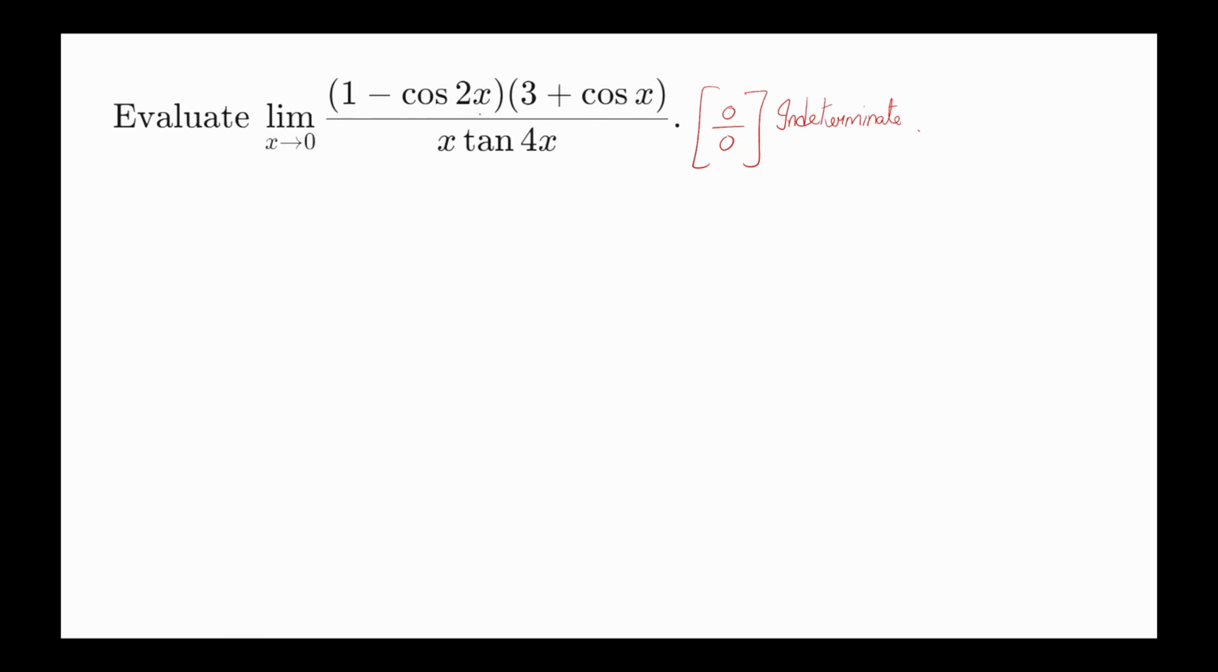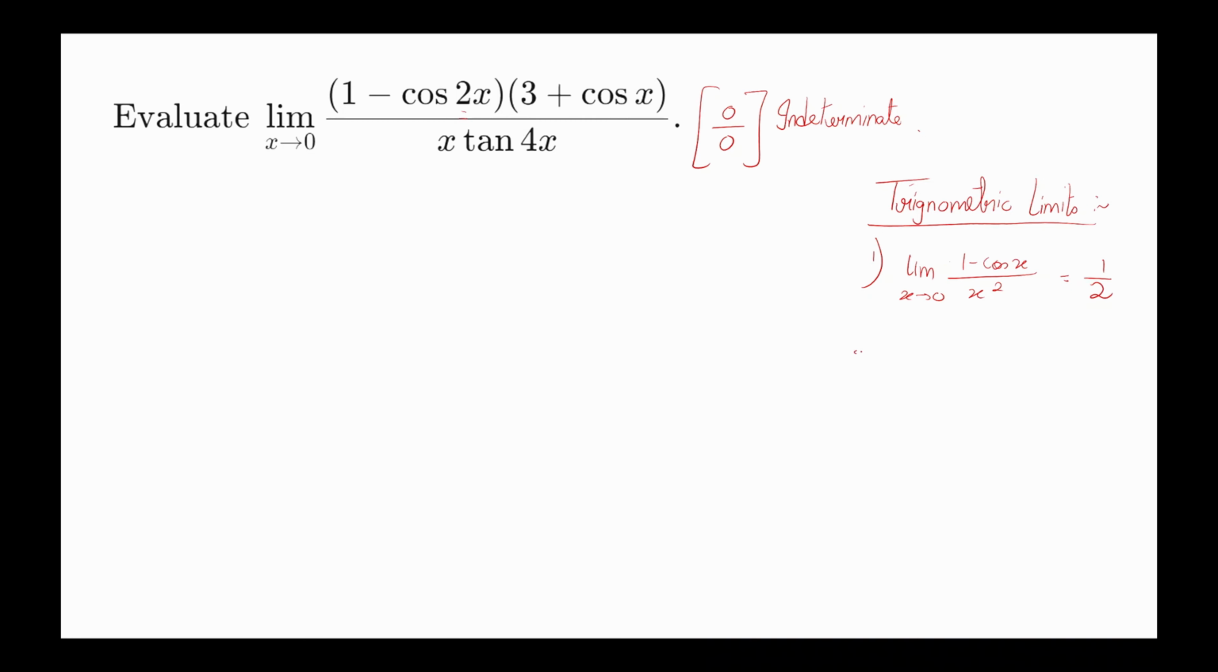So 1 minus cos 2x. I hope you all remember, whenever x is tending to 0, the limit of 1 minus cos x upon x square gives us half. There are a few trigonometric limits that we are going to be using in this question. Let me write those down for you. The first one is limit x tending to 0, 1 minus cos x upon x square. This value is half. So we can use it in this function.